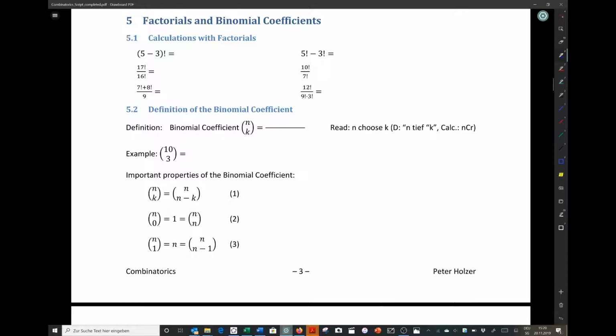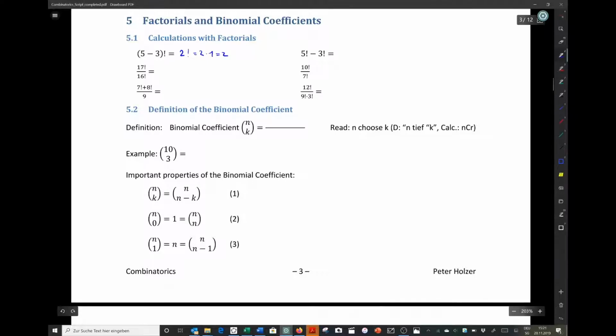In this chapter, let us now look at factorials and then at binomial coefficients. So, starting with how to calculate with factorials. For example, 5 minus 3 factorial: we have to take first 5 minus 3, which is 2 factorial. We get 2 times 1, which is 2.